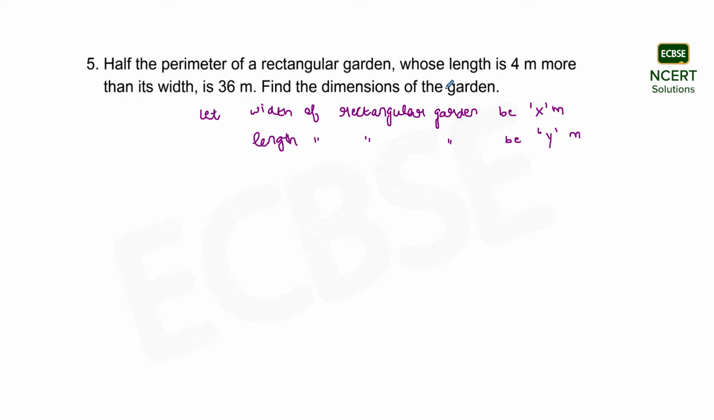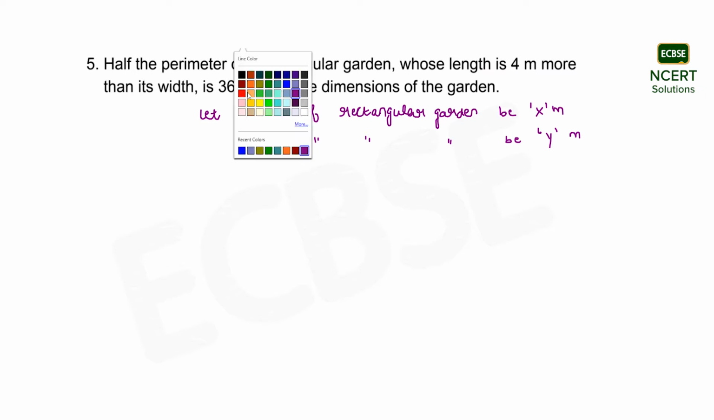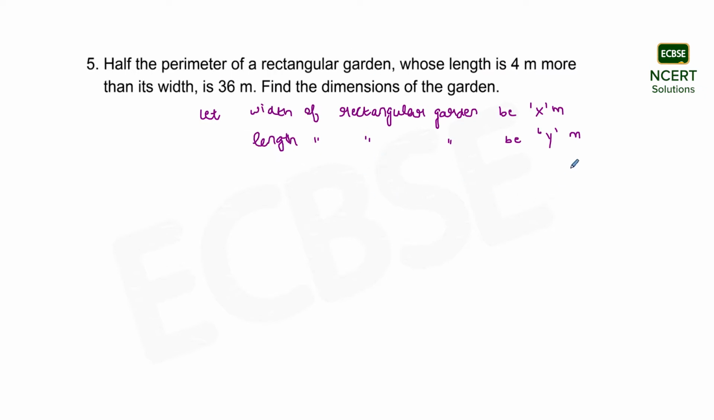And as the statement says, length is 4 meter more than its width. What it means is that if I subtract the value of width from the value of length of the rectangular garden, then the number which I'll be obtaining will definitely be 4. That is, by which number the length is greater than the width. So here y minus x comes out to be equal to 4, or I can write it as minus x plus y is equal to 4. Let me mark this as the first equation.